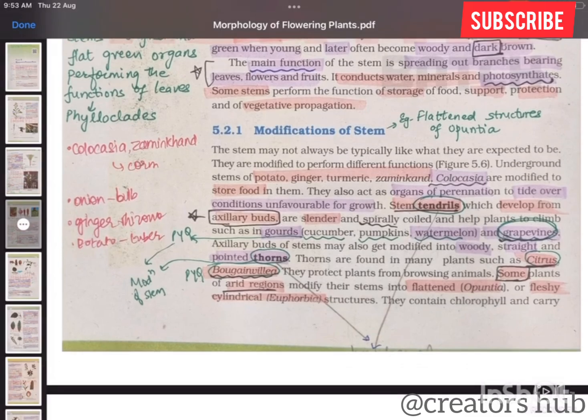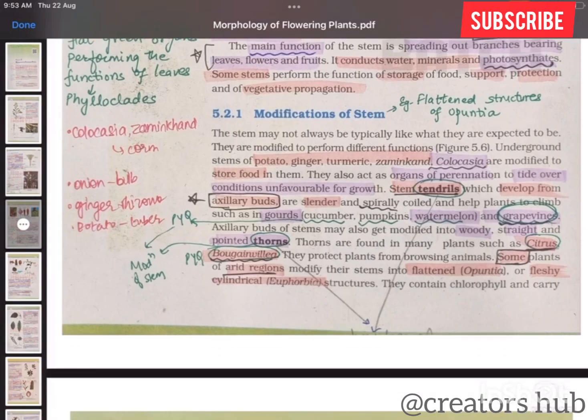Modifications of stem. Flattened structures of Opuntia, Colocasia. हाँ, the stem may not always be typically what we expect it to be. They are modified to perform different functions. Underground stems of potato, ginger, turmeric, zaminkand, Colocasia are modified to store food in them. They also act as organs of perennation to tide over conditions unfavorable for growth.